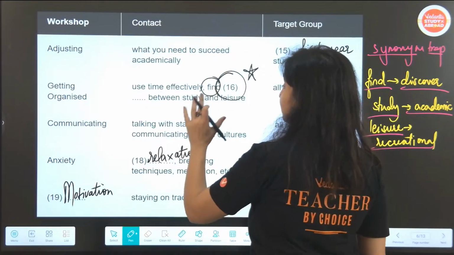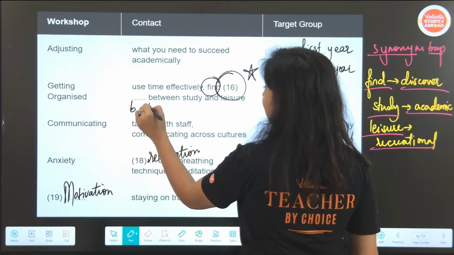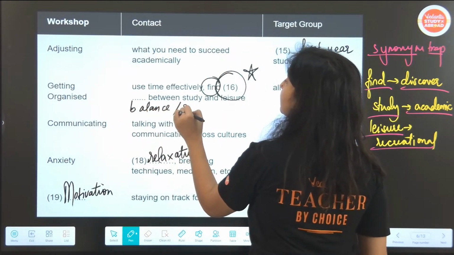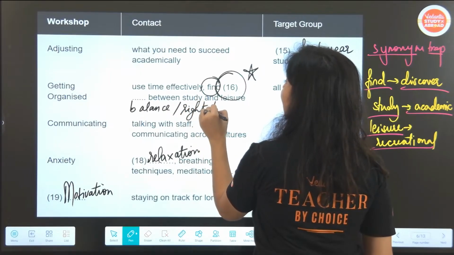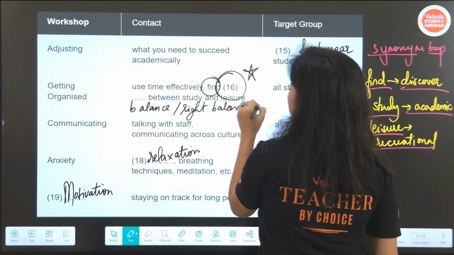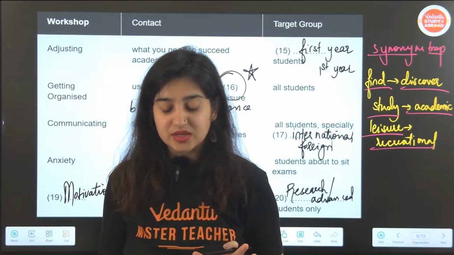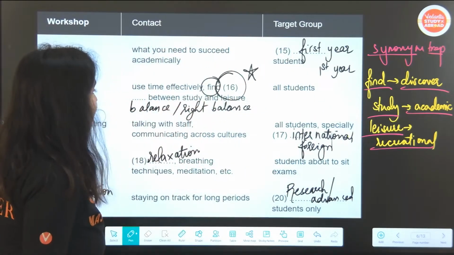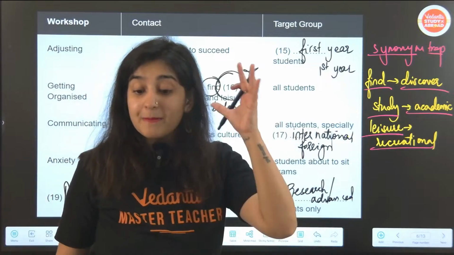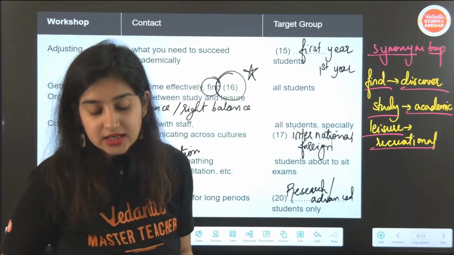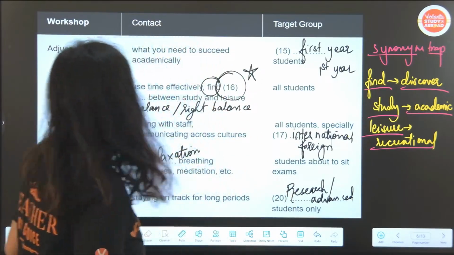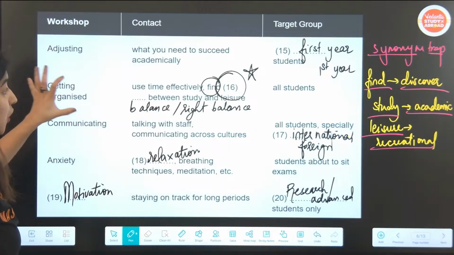Here you could have written find balance between, or you could have written find right balance between study and leisure, because you can write two words. Right balance is also acceptable, or simply balance works as well. Okay, so make sure you're looking out for synonyms.